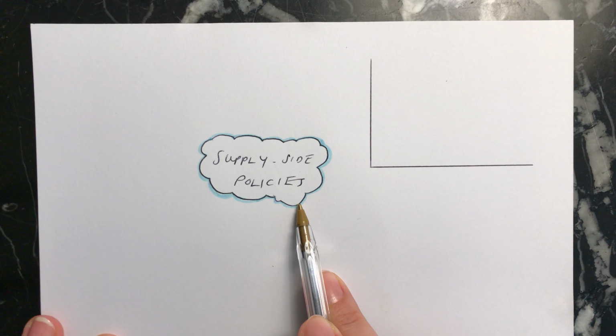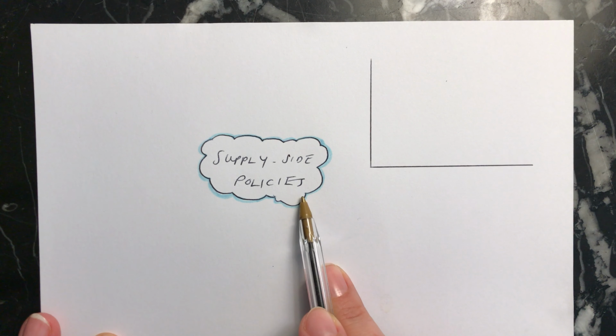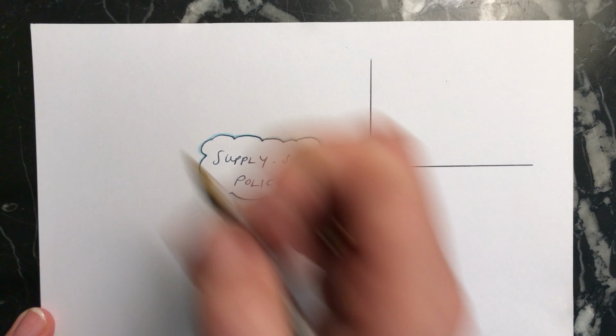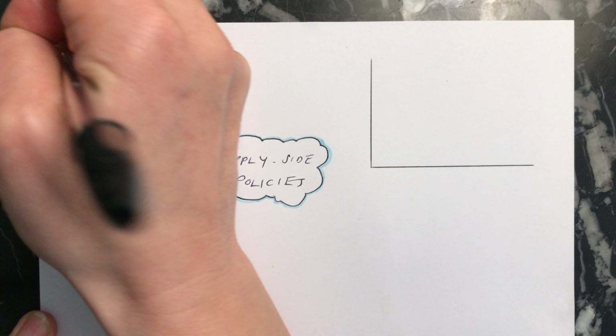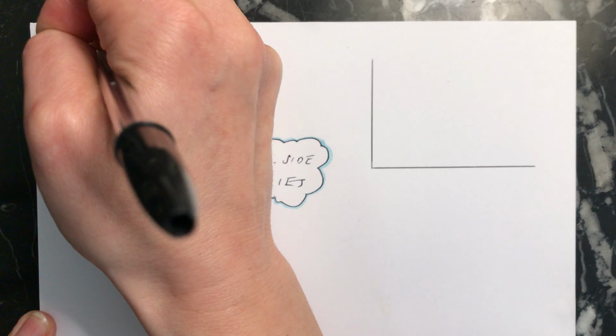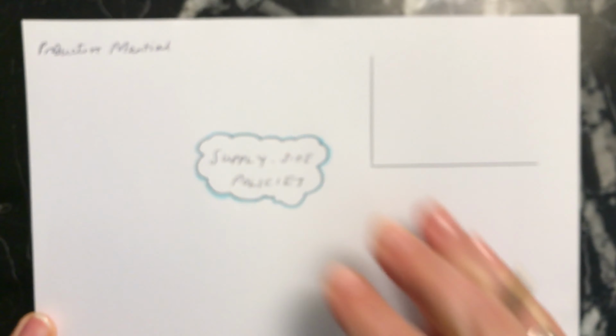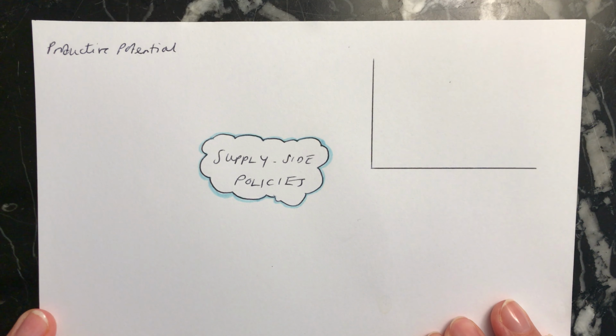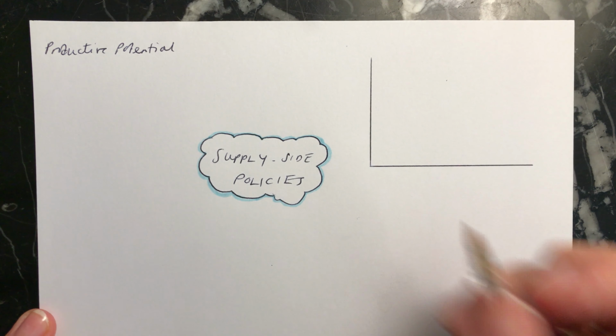Now, supply-side policies are a type of government policy that can be used to affect what's happening in the whole of the economy. We've also looked at demand-side policies. Supply-side policies are all about the productive potential that you have within any economy. Remember, your productive potential is what you're capable of producing within your economy.